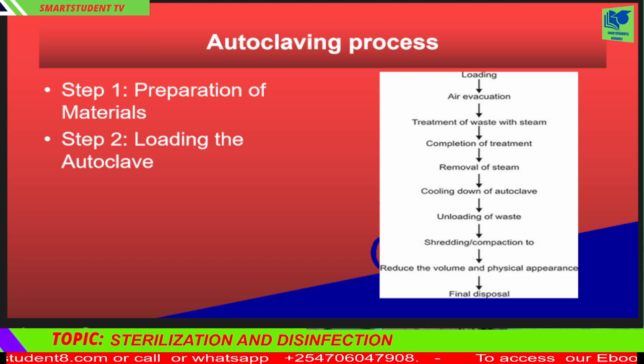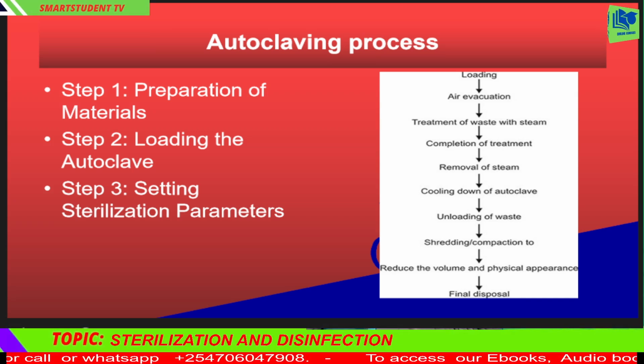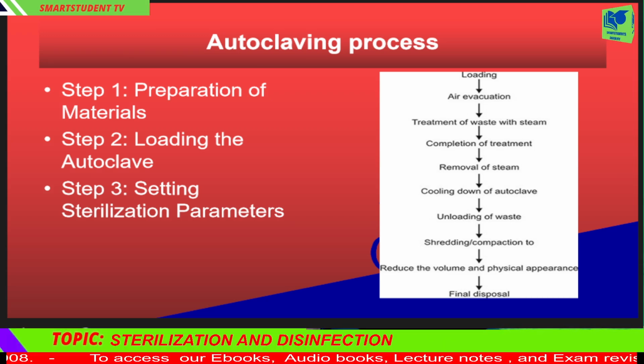Step 3. Setting sterilization parameters. Set the temperature, typically 121 degrees Celsius. Set the pressure, 15 psi is standard. Set the time, usually 15 to 30 minutes, depending on the load and materials.